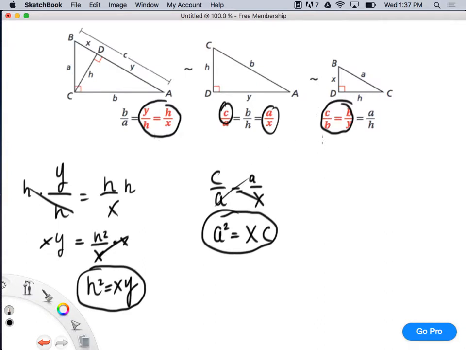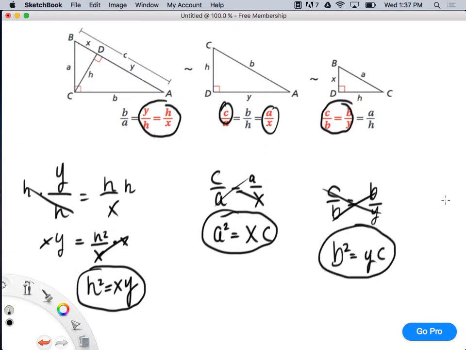Let's use these now. So I get C over B equals B over Y. I cross multiply, and I get B squared equals Y times C. And that's the third one. You see that? Does that make sense, guys? So now I say this side squared equals y times c. You guys see that? Okay.